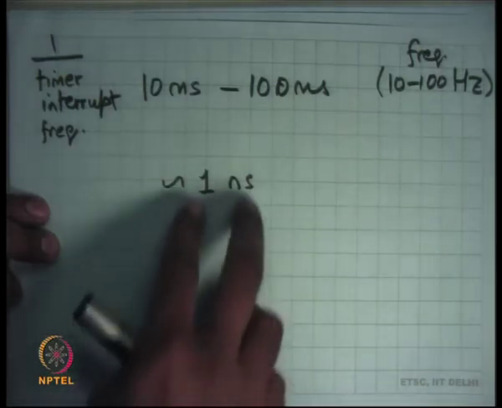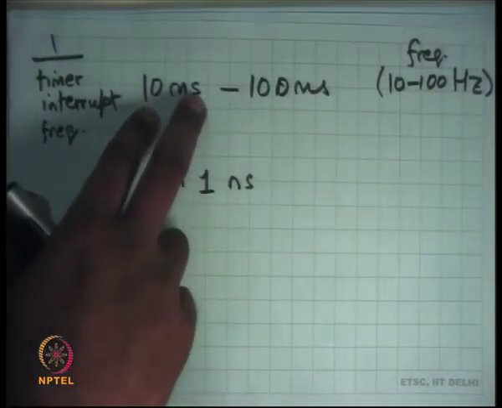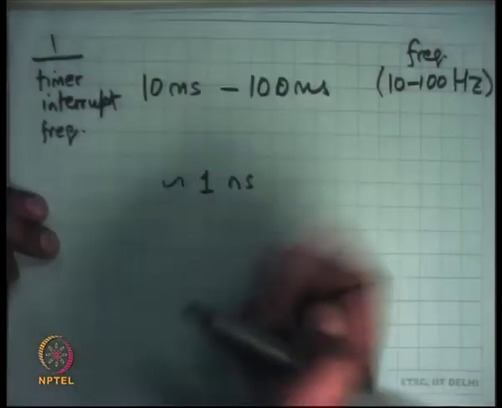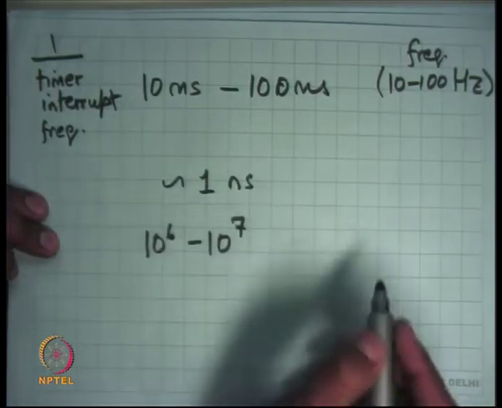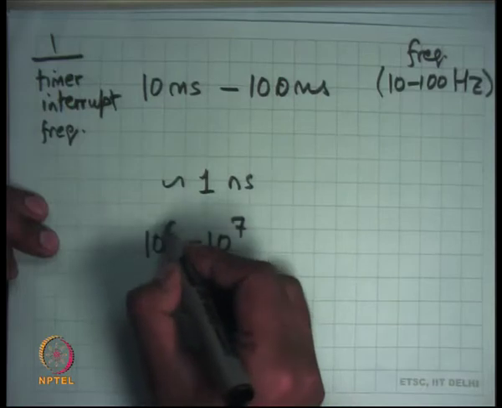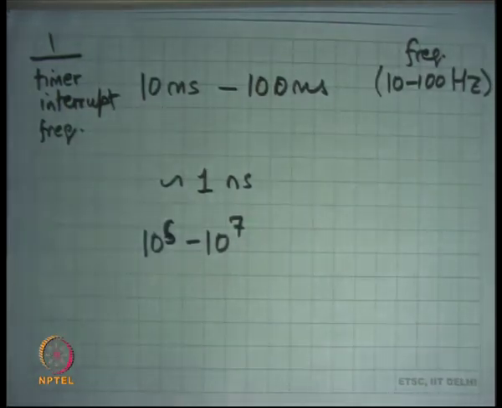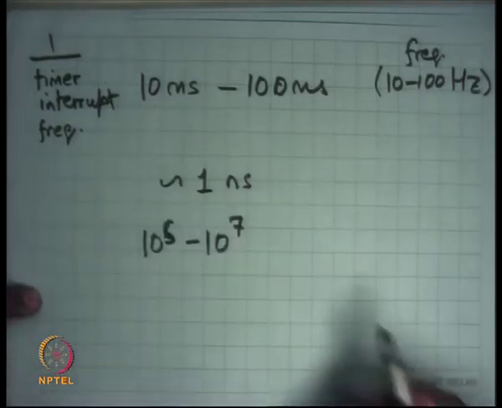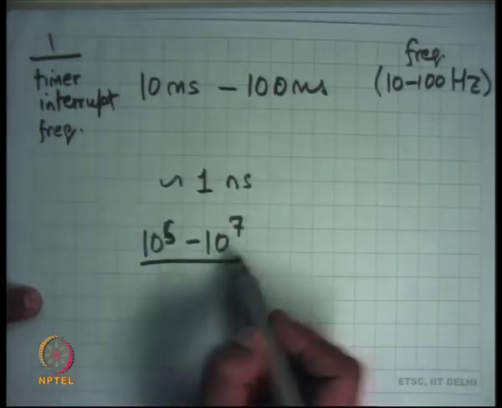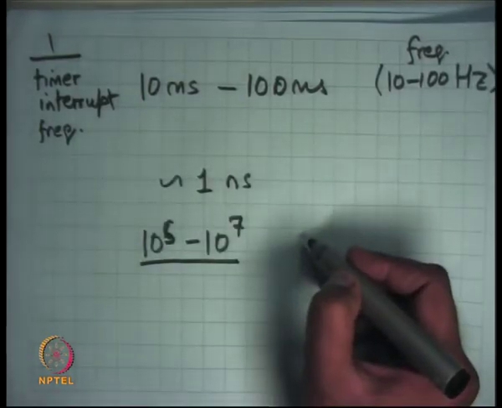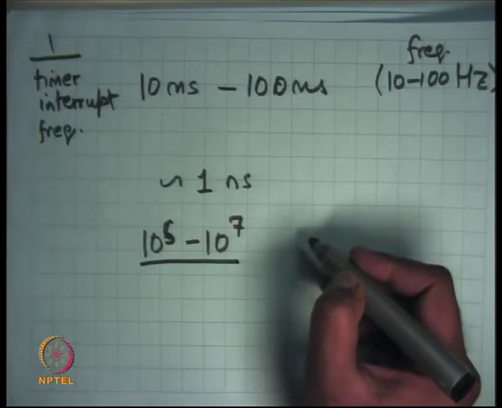So how many instructions can execute in one timer slot? Let's say 10 to the power 6 to 10 to the power 7 instructions, or let's say 10 to the power 5 to 10 to the power 7, even if you want to say that memory access is going to take a lot of time, since memory is not so fast. So 10 to the power 5 to 10 to the power 7 is roughly the number of instructions that get executed in one timer slot.